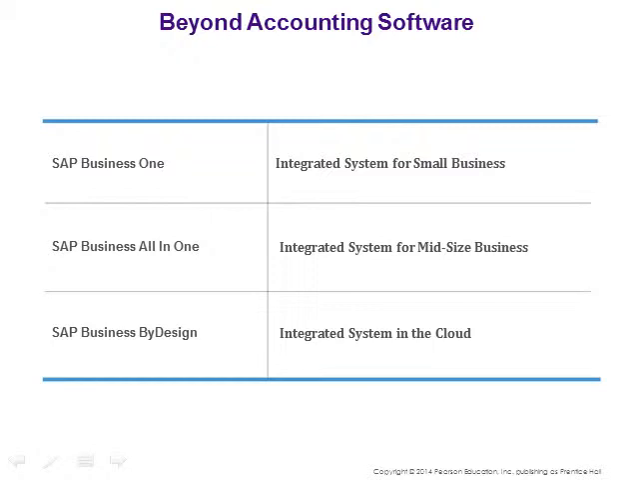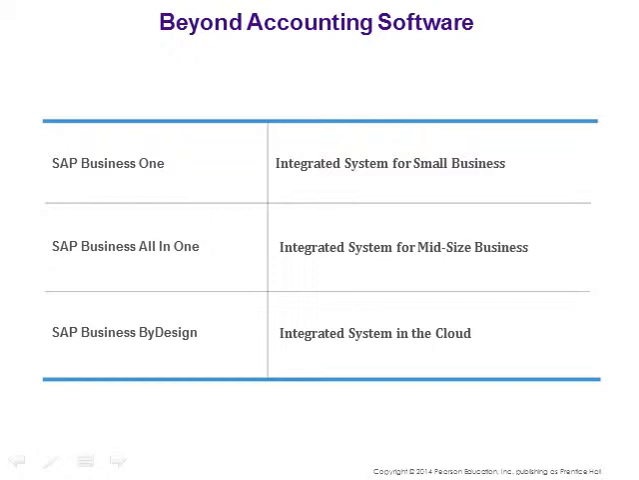And so now we'll talk a little bit about SAP, which is one of the larger premier integrated enterprise systems that are used across multiple different sized companies. And we can see that SAP Business One is an integrated system for small businesses. SAP Business All-in-One is the product that's offered as an integrated system for mid-sized business.